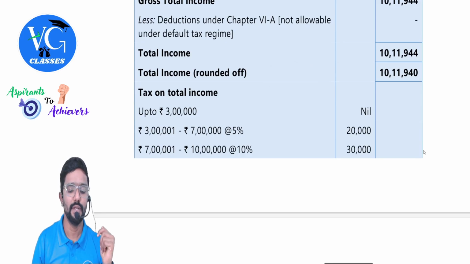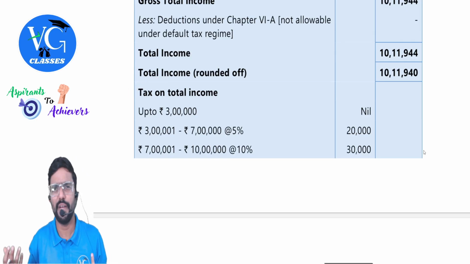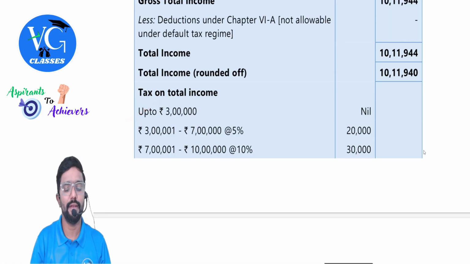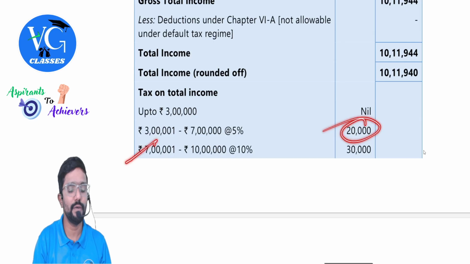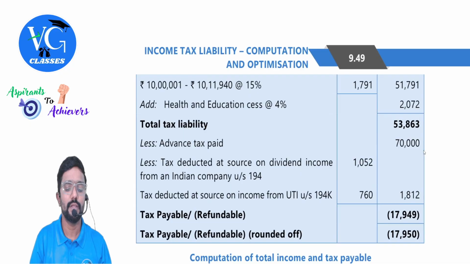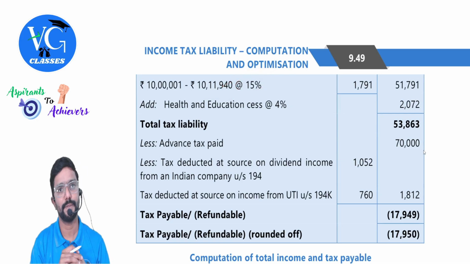Compute tax also here. So can I do it as a separate table? You can do it. If not, there only in the second part. Up to 3 lakh, nil. 3 lakh to 7 lakh, 5%, which comes to 20,000. 7 lakh to 10 lakh, 10%, which comes to 30,000. Then 10 lakh to 12 lakh it is 15%, but we will stop it at 10 lakh 11,940.